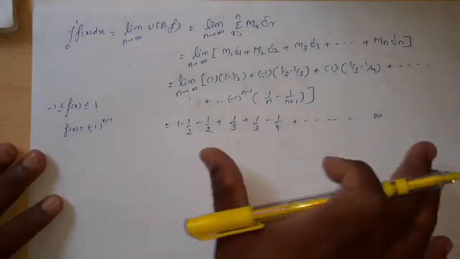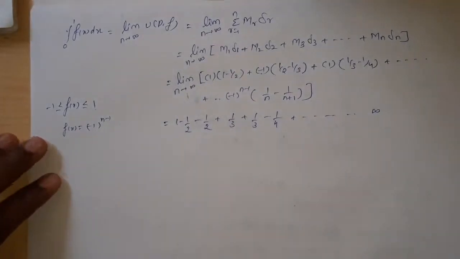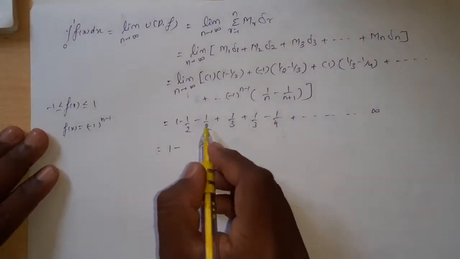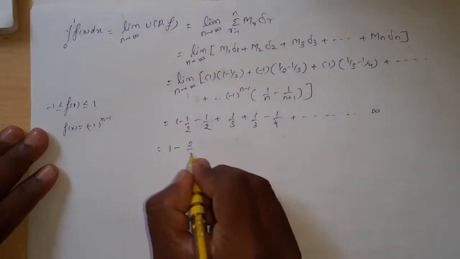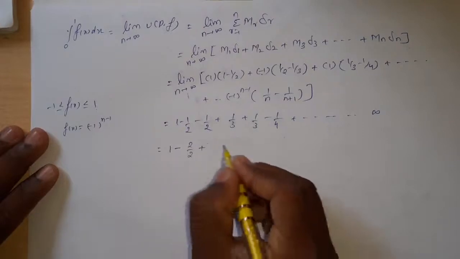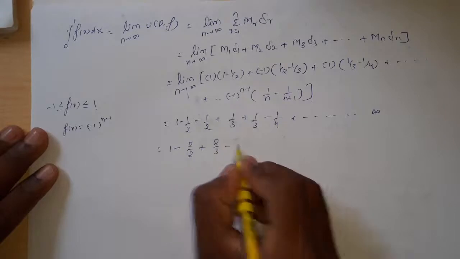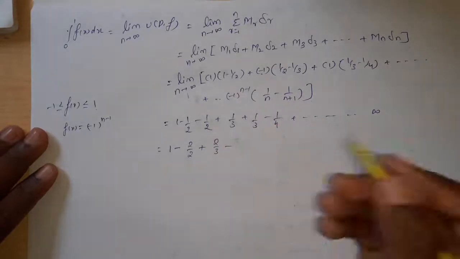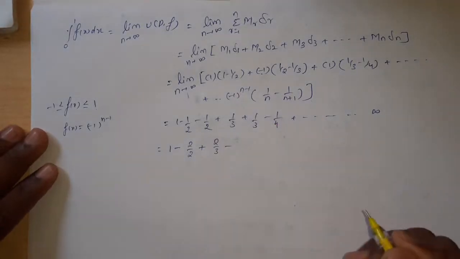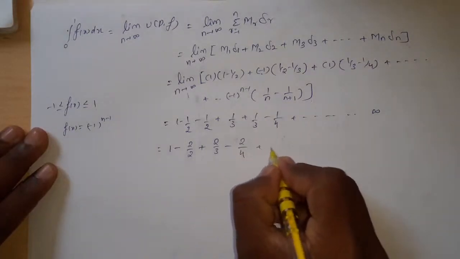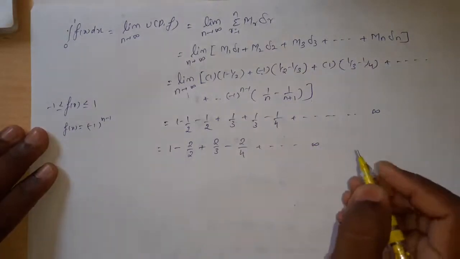So therefore here we got infinite terms. Then it is equal to 1 minus, so minus 1 by 2 minus 1 by 2, that is minus 2 by 2, plus 1 by 3, 1 by 3, that is 2 by 3, minus 1 by 4, and next term will also be 1 by 4, that is minus 2 by 4, and so on up to infinity.